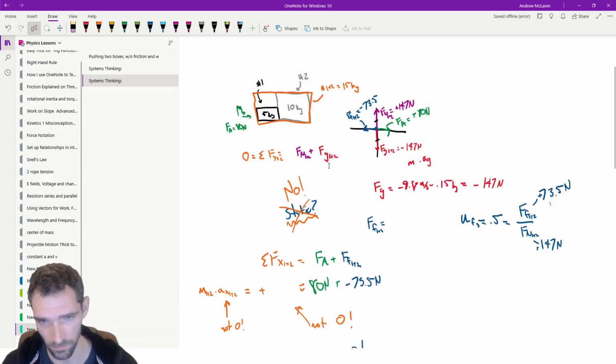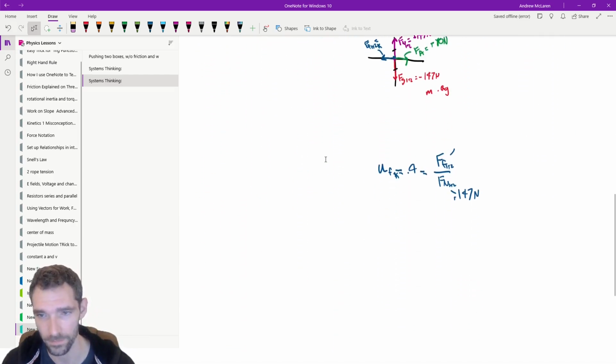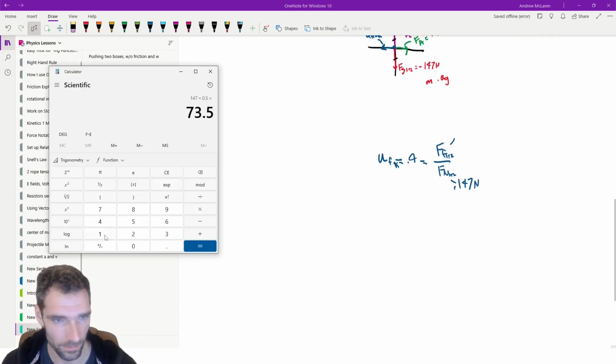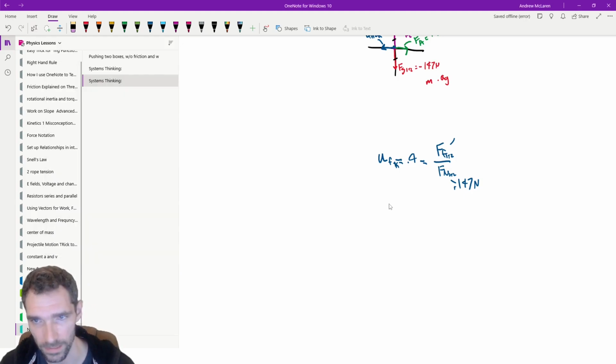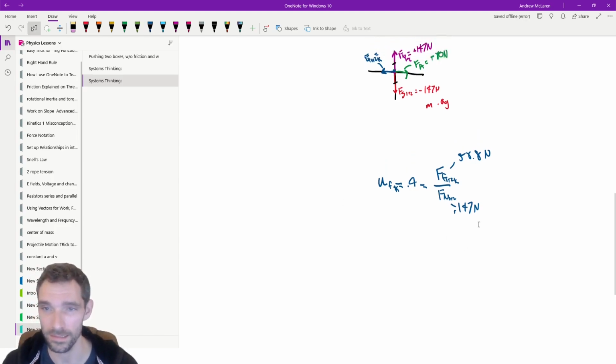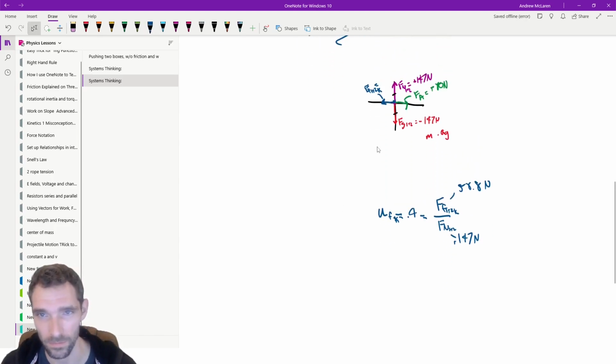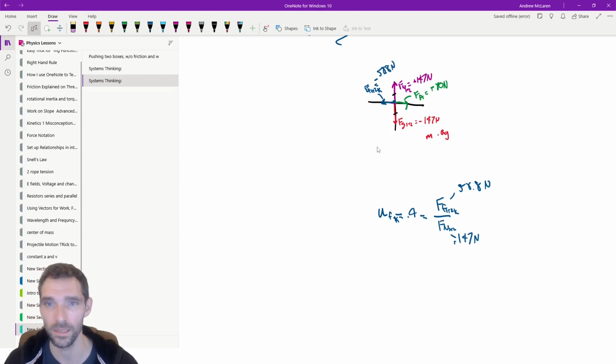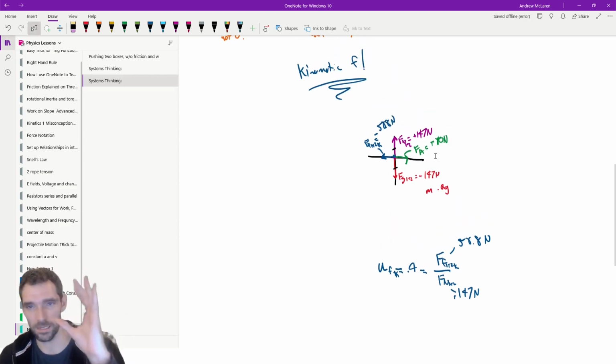Yeah, so it's 0.4 for the coefficient of friction here. So we have a value of 147 times 0.4, and we get 58.8 newtons for the force of friction. That's kinetic. Because this is going in the opposite direction, we're going to think of that as a negative 58.8 newtons. It's opposing this applied force.